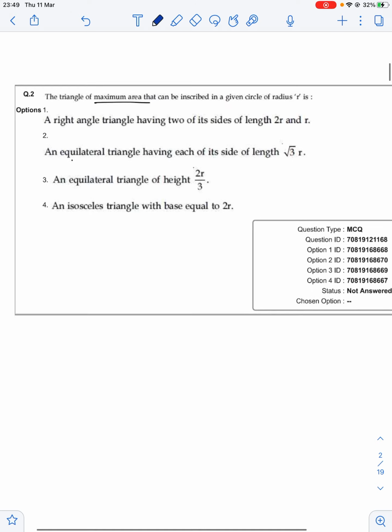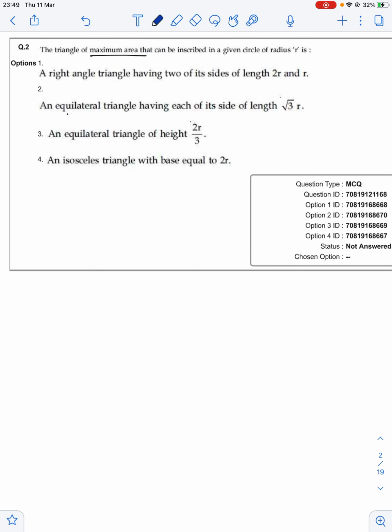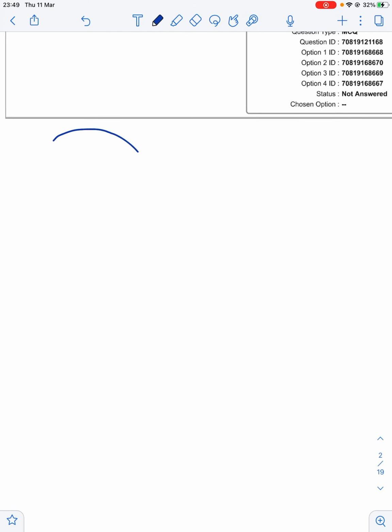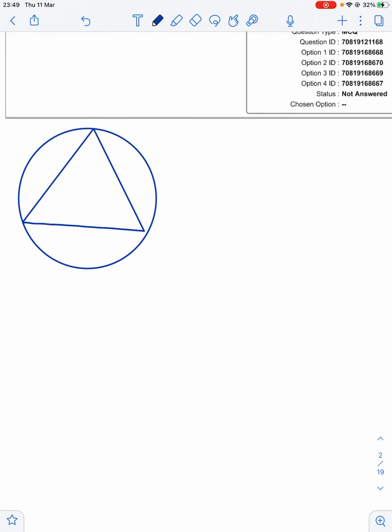If we move to question number 2, a clear cut geometrical question for maximum and minimum. The triangle of maximum area is required. That means they need the dimensions of the triangle having the maximum area inscribed in a given circle of radius r. Here are the options: right angle triangle, equilateral triangle, and isosceles triangle. In such a case, we take a circle of radius r, and inside it we start from an isosceles triangle for symmetry of the geometry.